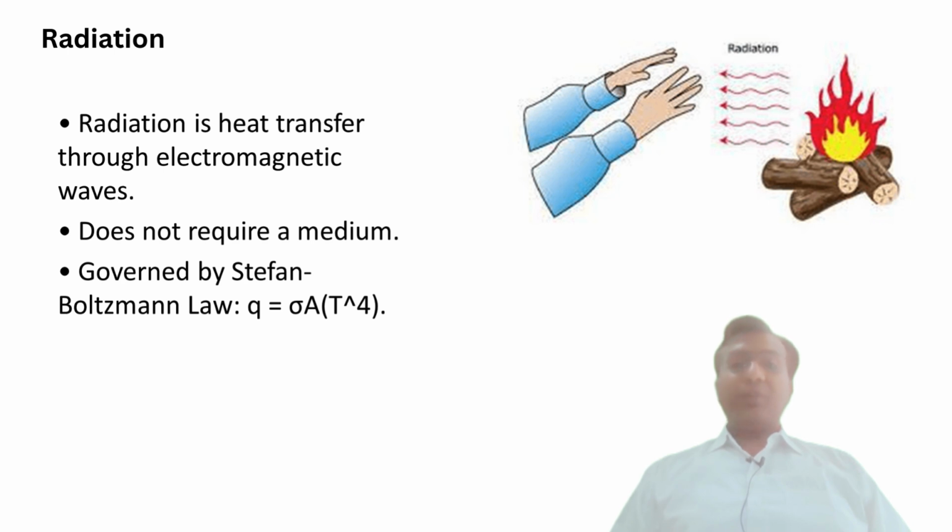Radiation is unique because it can occur in a vacuum and is significant at high temperatures. It's critical in applications like solar panels, where capturing radiant energy from the sun is very much crucial, or in designing spacecraft, where heat must be radiated away in space. Radiation affects daily life too, from the warmth of a fire to the glow of a light bulb. Let's look at some examples to see how radiation works in practice.